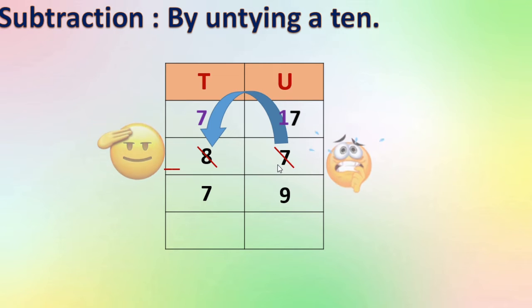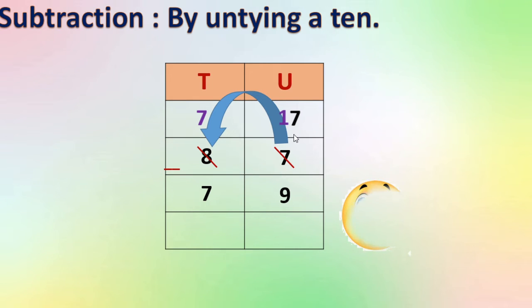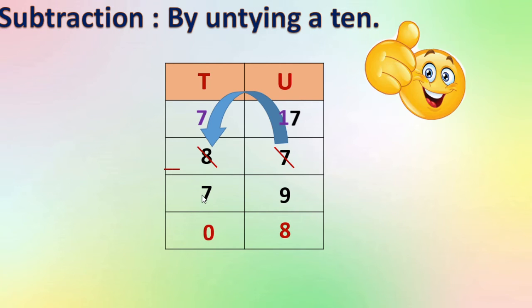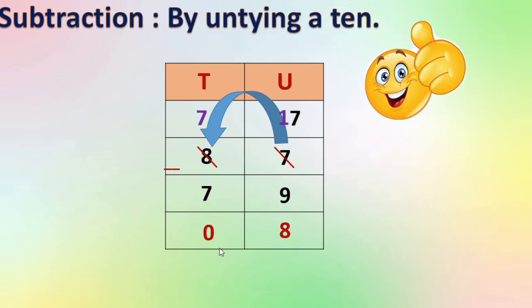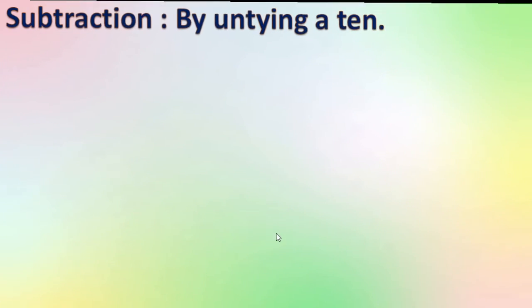Now here 17 minus 9 is very easy, right? How much? 8, isn't it? And 7 minus 7 is how much? 0. Yeah, our sum is over. So 87 minus 79, now the answer is 8. 08 or 8. Okay? Yes. One more.